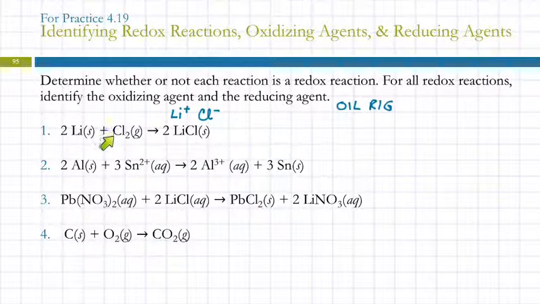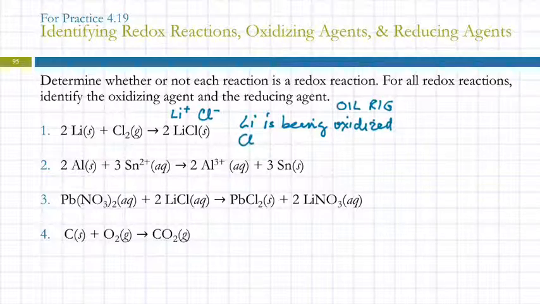Because the chlorine's going from having no charge to a -1 charge, and it does that by gaining an electron. The chlorine is being reduced, right? So lithium is being oxidized. I'll write this out. Chlorine is being reduced. Anybody have any questions about that part?